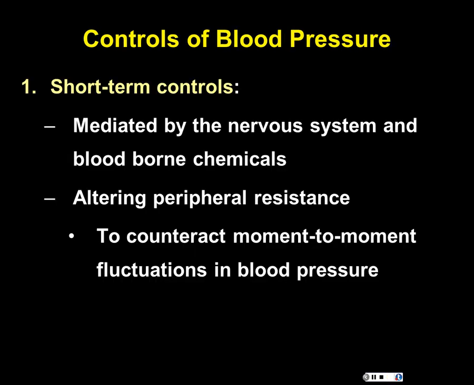Alright. Now I want to look at the control of blood pressure. This is going to be our theme all semester long. We're just repeating it. If I want to control something extrinsically, I can do it one of two ways. I can use the nervous system for what type of control? Short term, using the sympathetic and parasympathetic nervous system. If I want to control something for a longer duration, I can use the endocrine system.